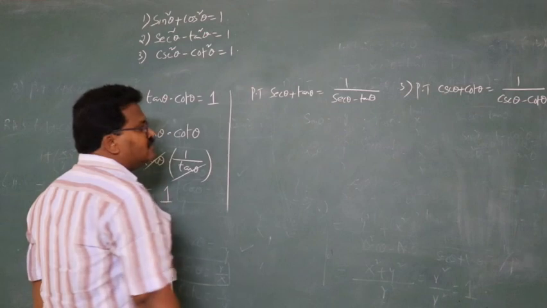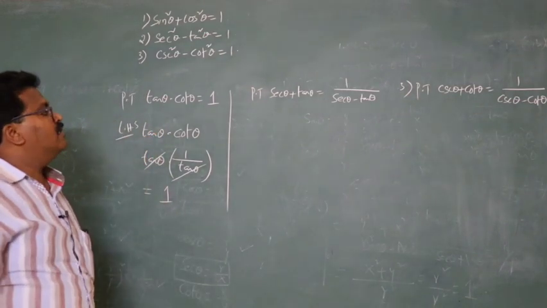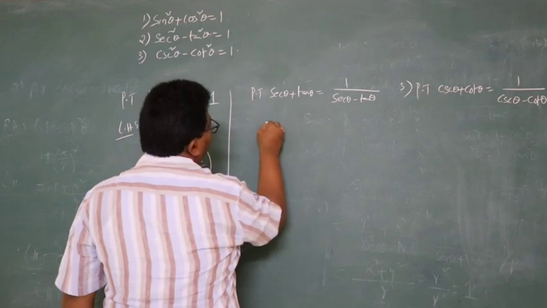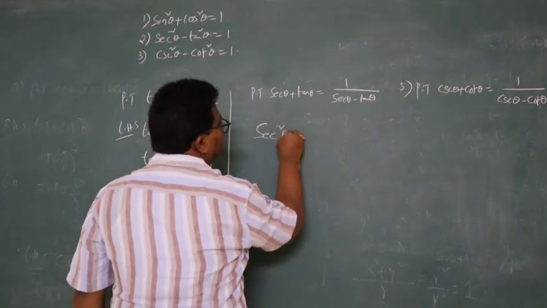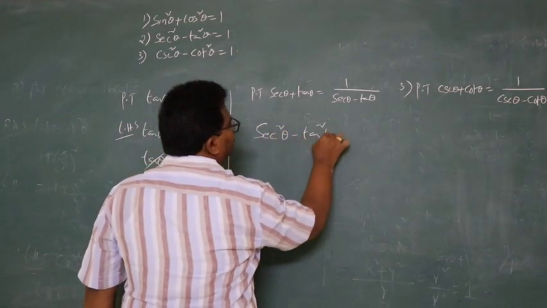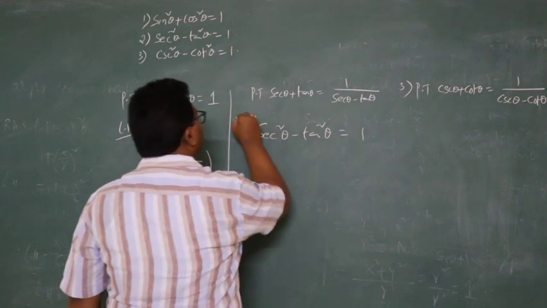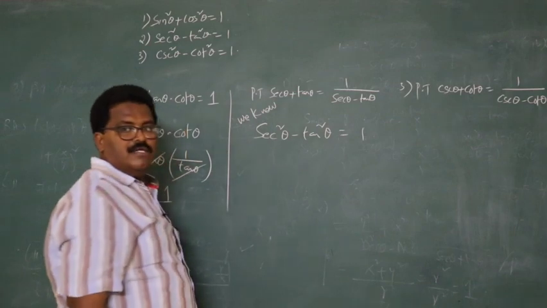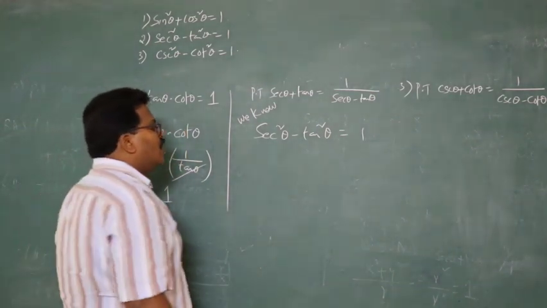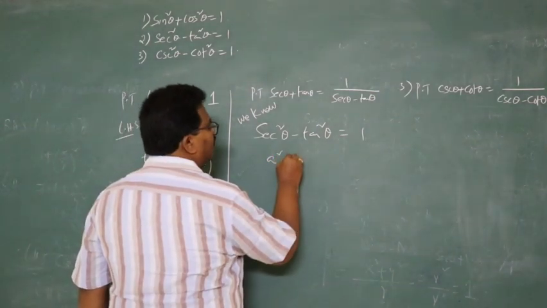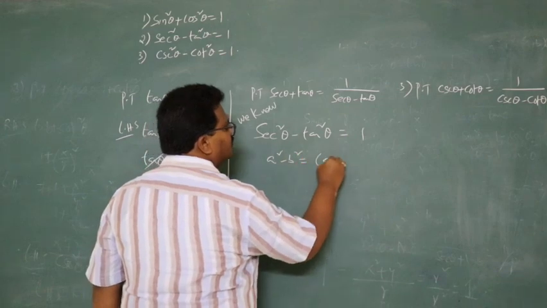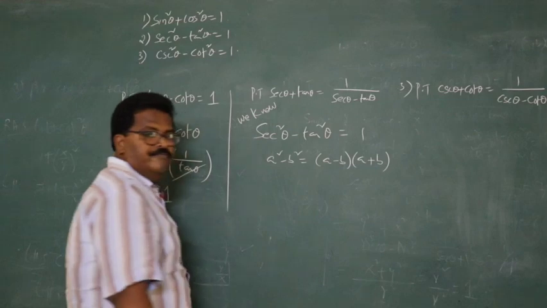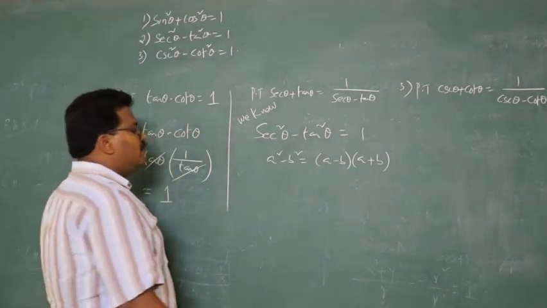Now to prove the secant theta plus tan theta identity, we already derived that secant square theta minus tan square theta equal to 1. This we know. And we know that we can write a square minus b square as a minus b into a plus b.